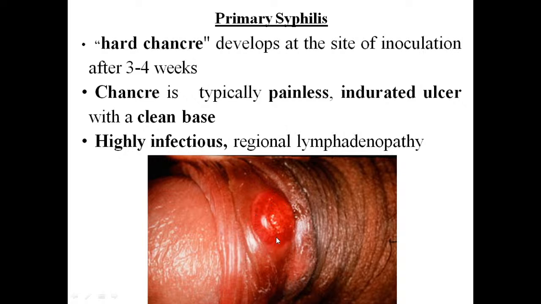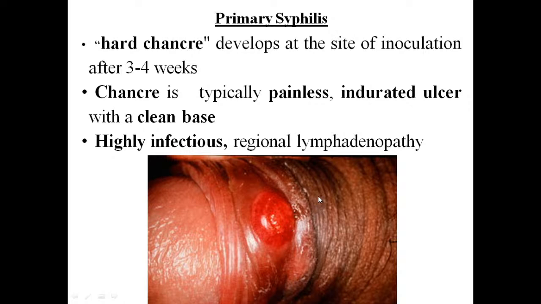Hard chancre may occur on the penis, in a vagina, or in tongue, in mouth, for example, in abnormal sexual contact. What is chancre? Hard chancre is a typically painless, it's not painful, it's painless, indurated ulcer with a clean base. This stage is highly infectious. Hard chancre consists of great amount of Treponema.